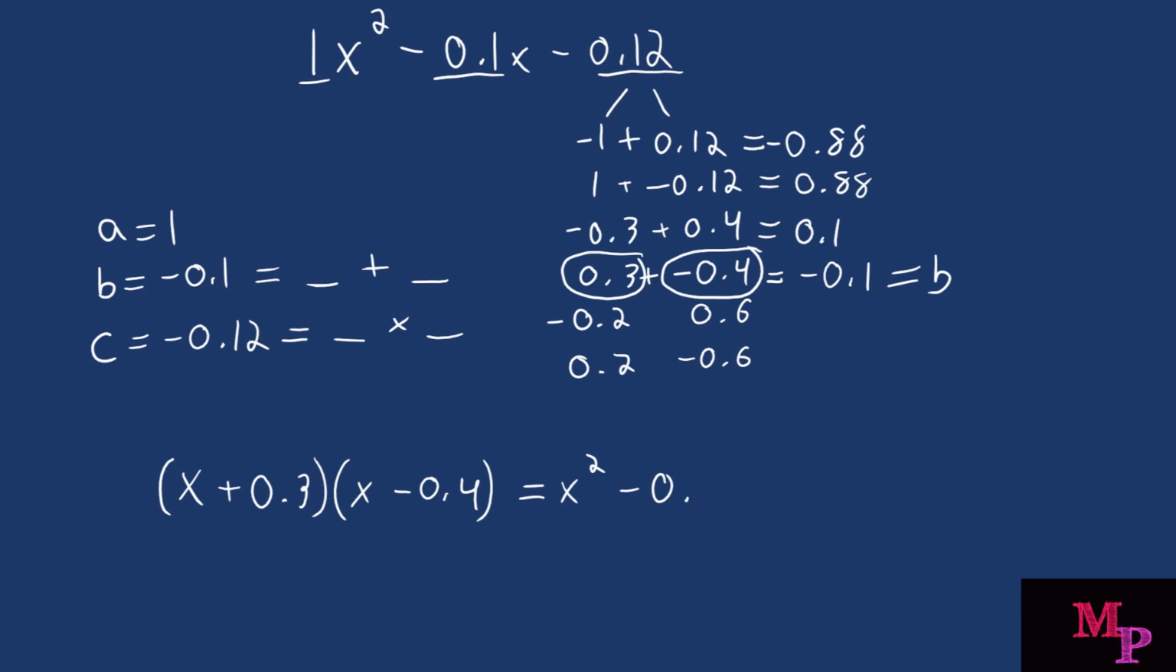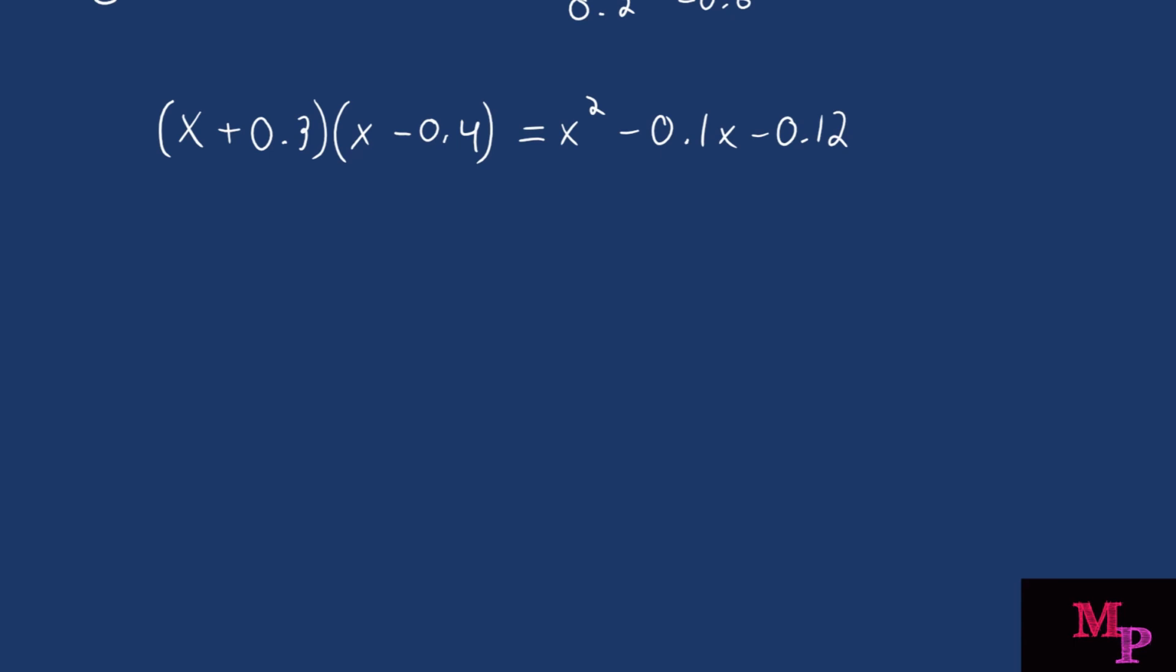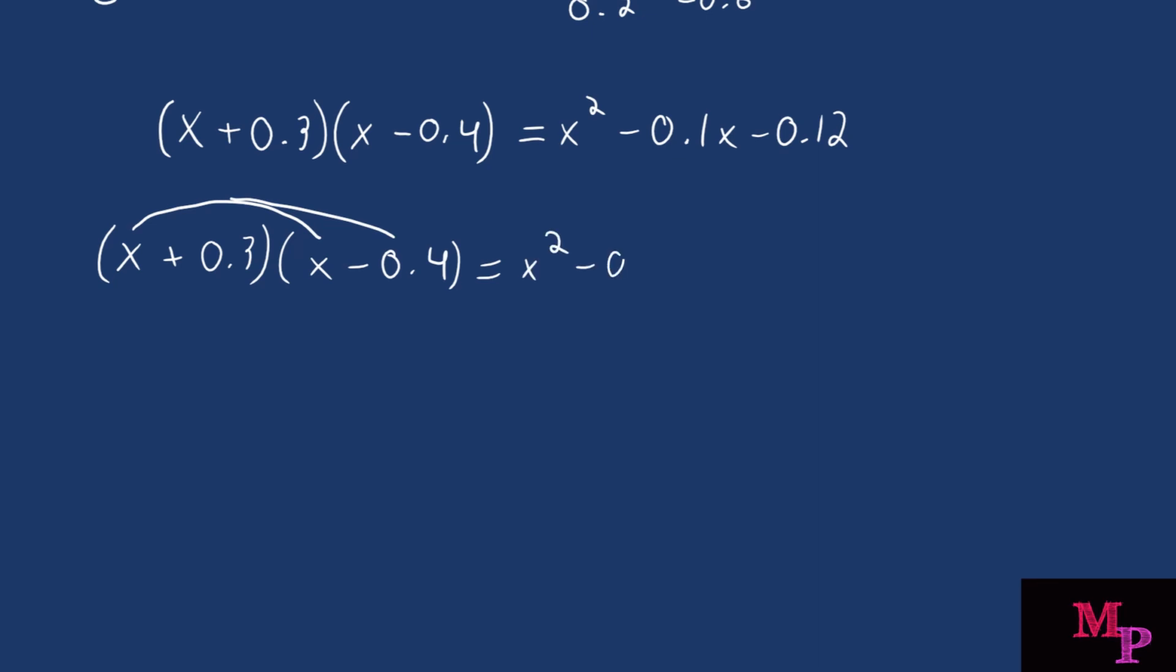And if you want to test this out, you could just go ahead and multiply what you found together. So x plus 0.3 times x minus 0.4. And then you could use the FOIL method. So we're going to have x times x and x times negative 0.4, and that's going to give you x squared minus 0.4x. And then you're going to have 0.3 times x plus 0.3 times negative 0.4.